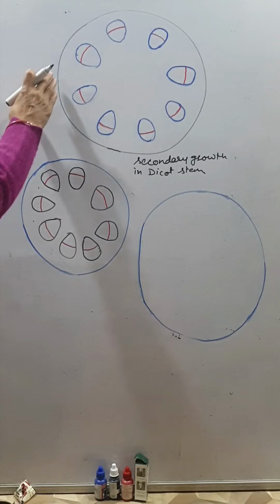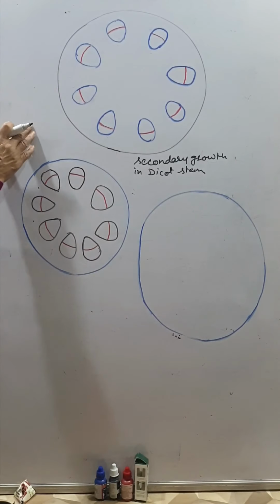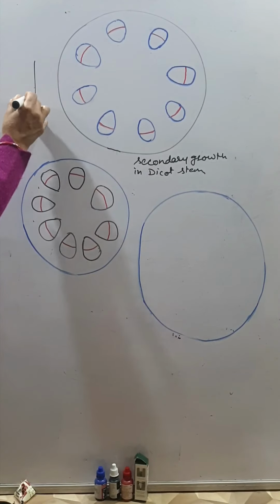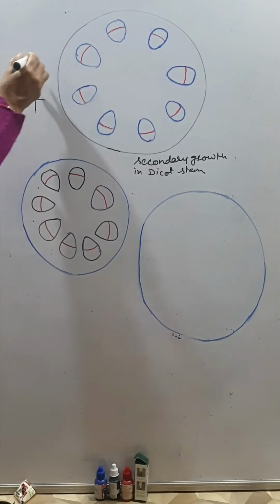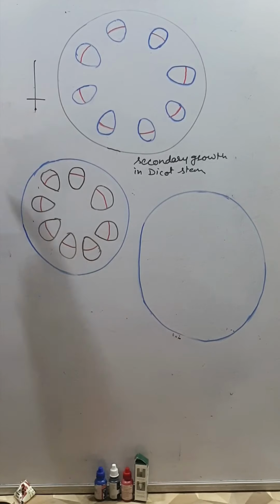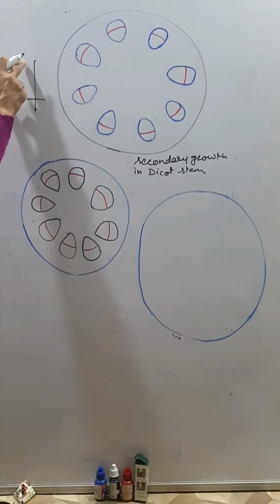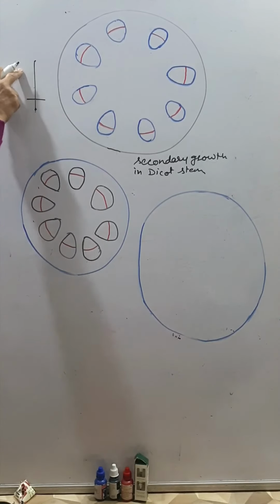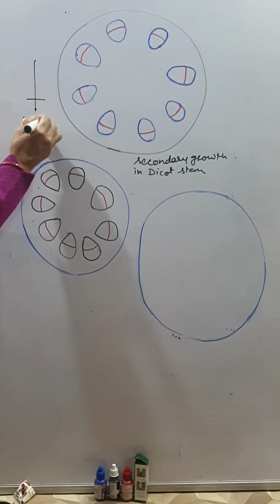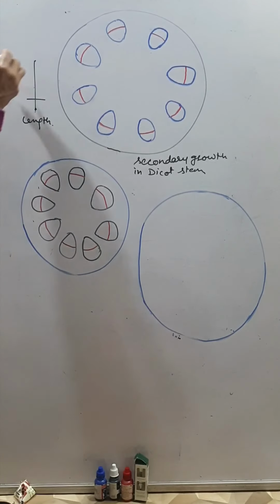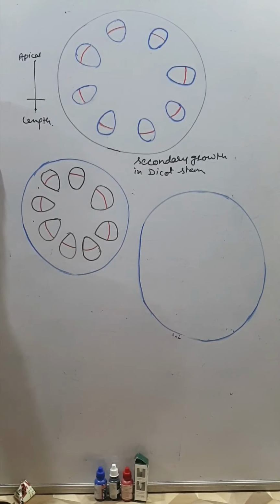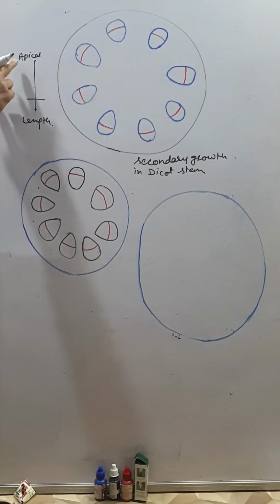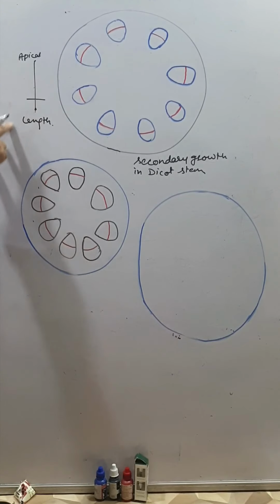As we know, the growth of the root and the stem is lengthwise. This is the upper part, the stem, and this is the underground part, the root. Here the apical meristem is present. The apical meristem is responsible for the length of the plant. Meristem means meristematic tissue, the actively dividing tissue. They are responsible for the plant's growth lengthwise.